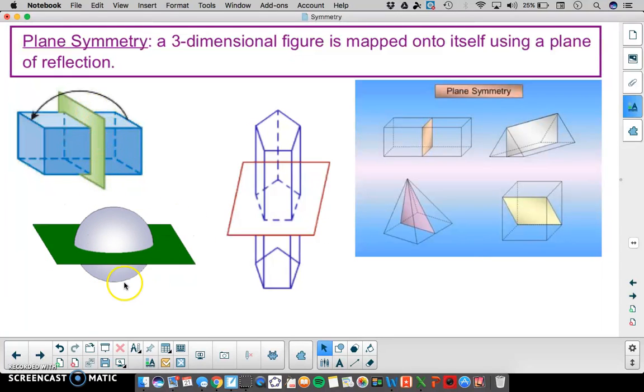We can see that also on this sphere, this green surface slices through the center or the equator of that sphere to create 2 identical hemispheres. In this pentagonal prism, we can see this white surface here slicing through and creating 2 congruent pentagonal prisms. And here are some more examples of plane symmetry, using that surface to cut through those figures to create 2 symmetrical pieces.